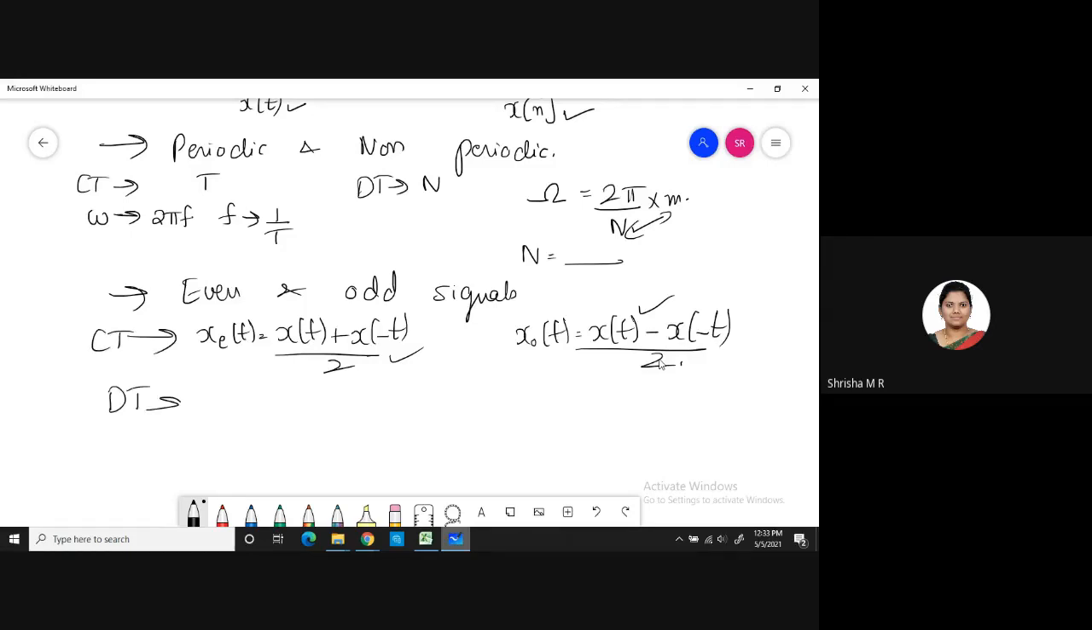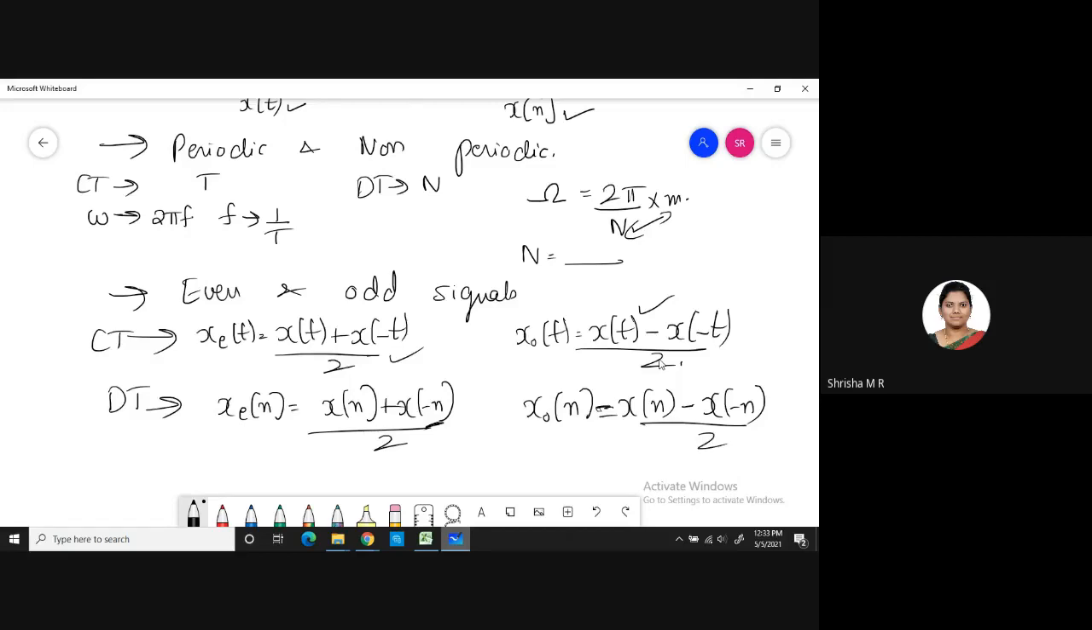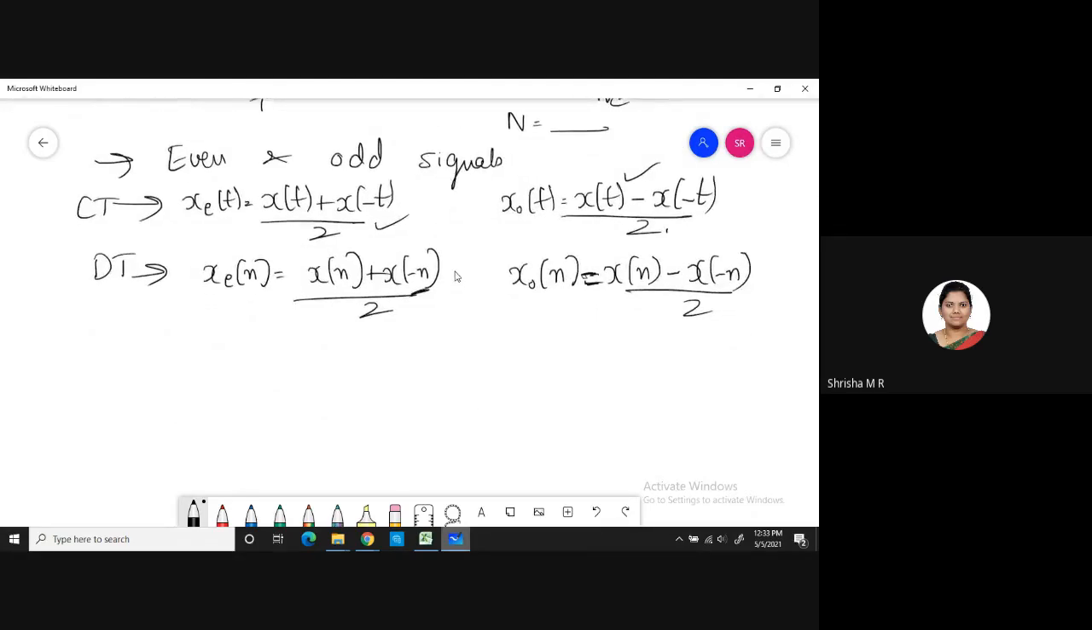In the case of discrete time signals, we have x_e of n, which is equal to x of n plus x of minus n by 2. Time reversal of x of n is x of minus n. Similarly, x_o of n would be x of n minus x of minus n by 2. This was for the odd component of discrete time signals. And after this, we had seen what is a deterministic and what is a random signal.